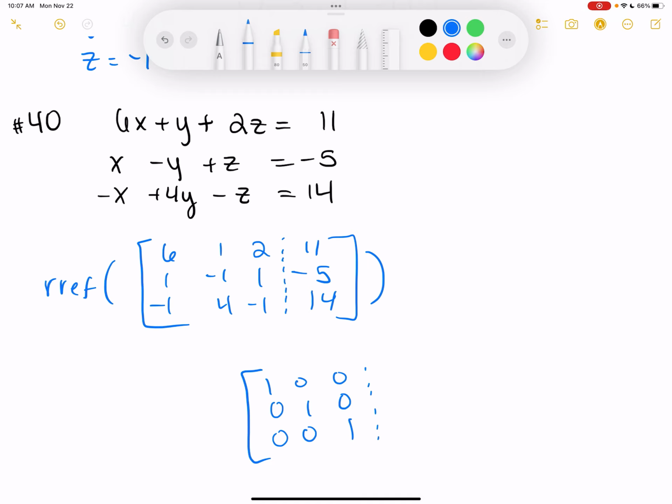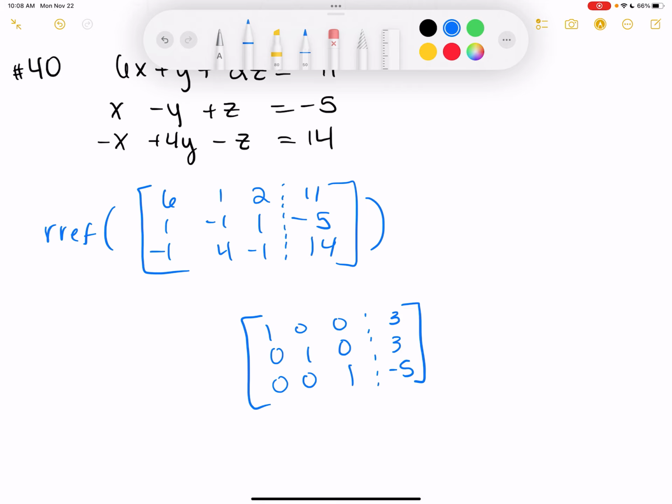All right, so I don't know what y'all got, but this is what I got. That is what I got. Yeah, that's what I did. So then your ordered triple, just always make sure you write it as your ordered triple. Okay, so 3, 3, negative 5.